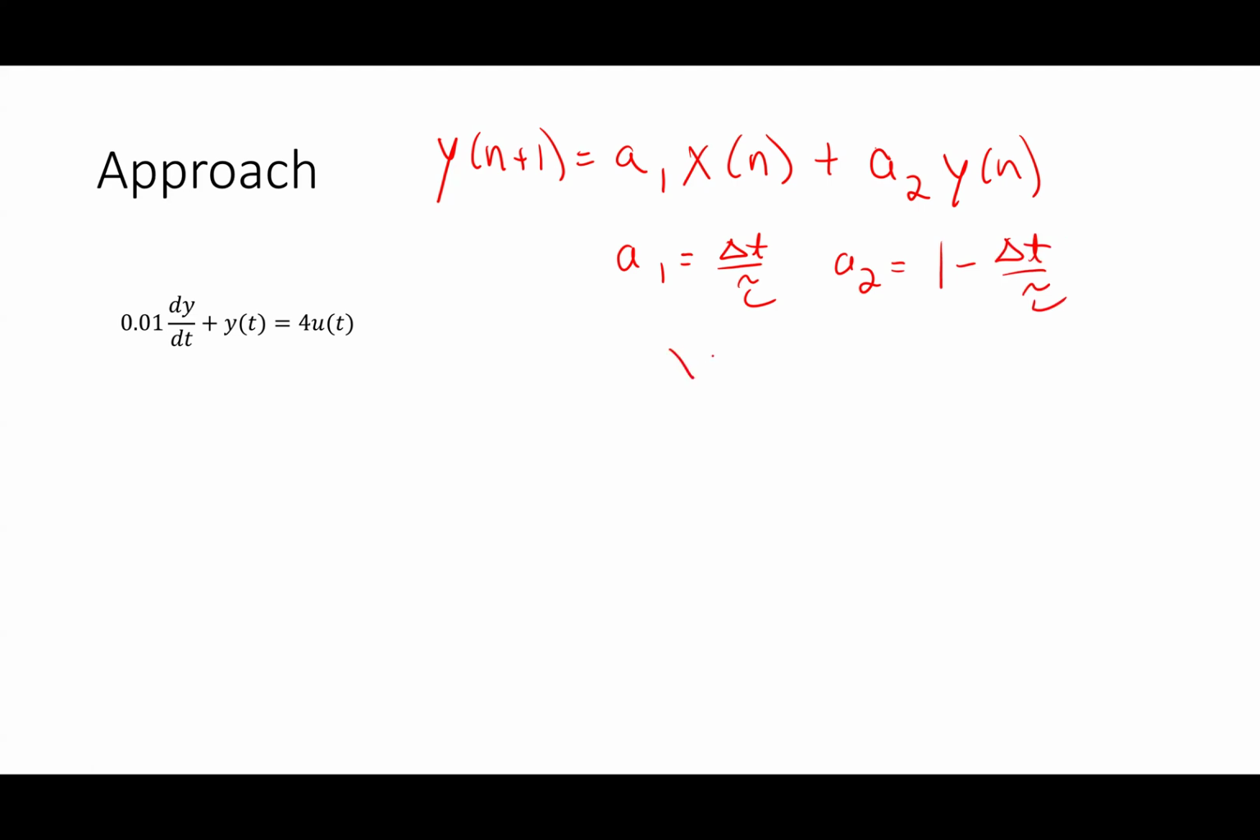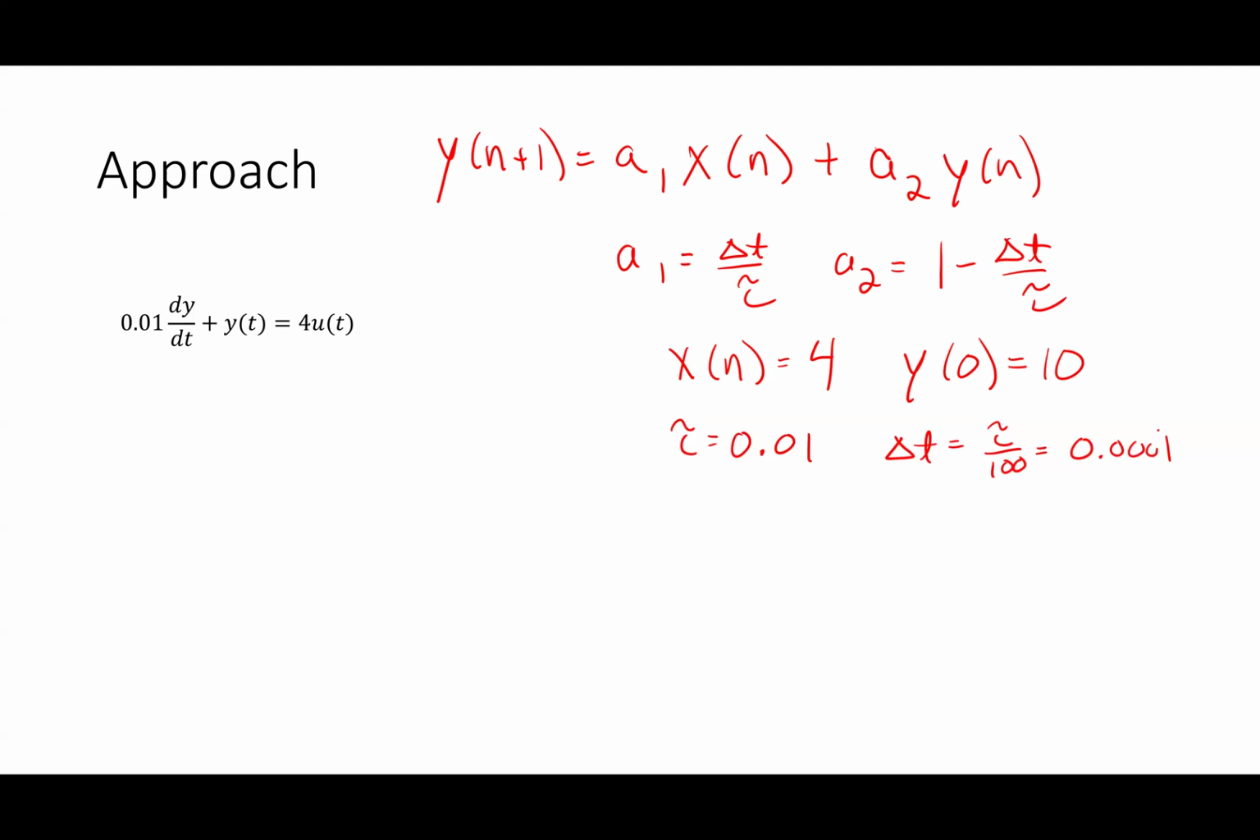And I know that x of n, no matter what, is equal to 4. And no matter what, y of 0 is equal to 10. And I have numbers for tau. Tau is equal to 0.001. And delta t is equal to tau divided by 100, or 0.0001. All right, so I know those things. How would I write the code for this then? How would I write the code to solve for y of n plus 1?